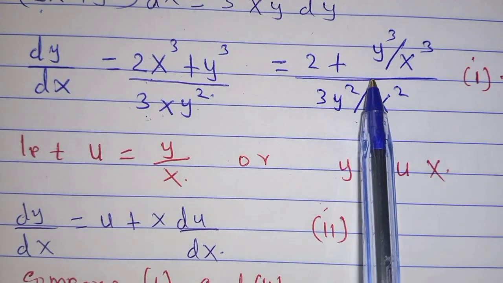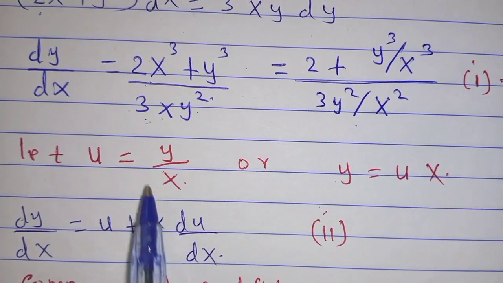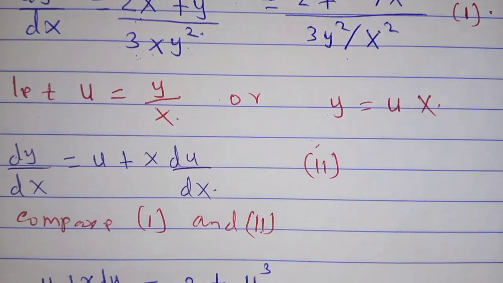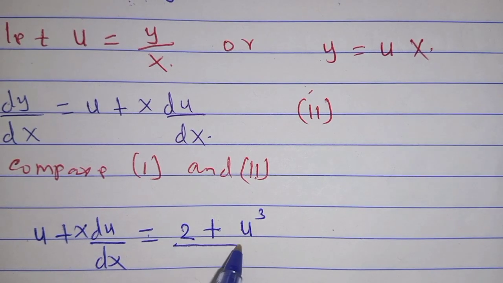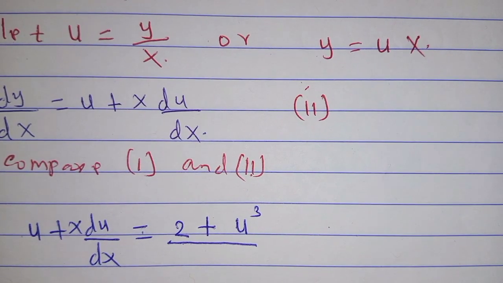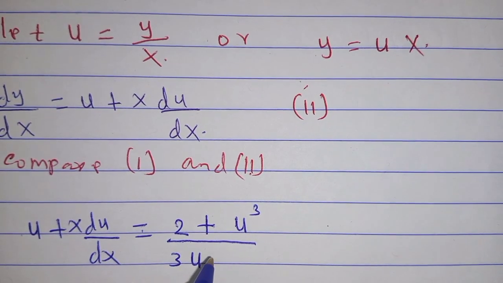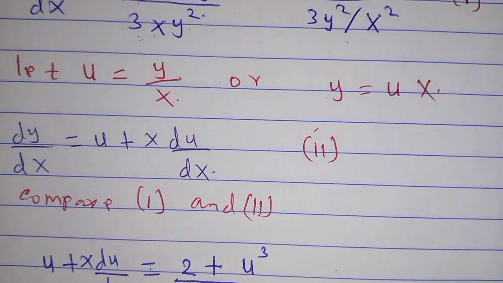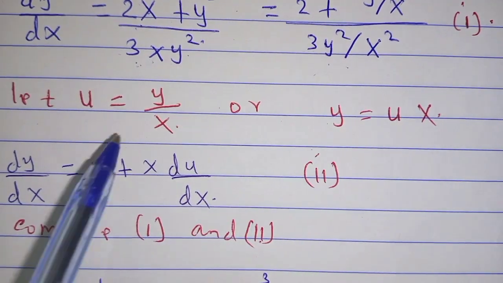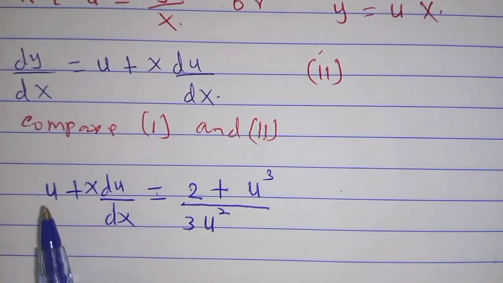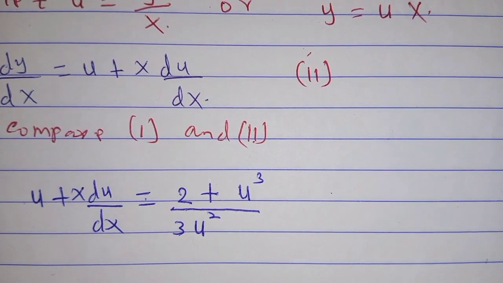here you have y cubic divided by x cubic. Our u is y over x, so substituting there, now here we are going to have u cubic, everything divided by 3u squared. Why? Because of what we have here, y squared over x squared. So you bring the terms with the u together, so you can take u to the other side.